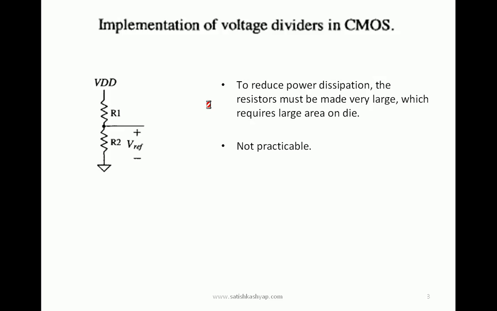So in CMOS, how do we implement voltage references? That we will see. If you have a power supply, a simple way to generate a voltage reference is by using the voltage division rule. So is that applicable in CMOS? That we will see.